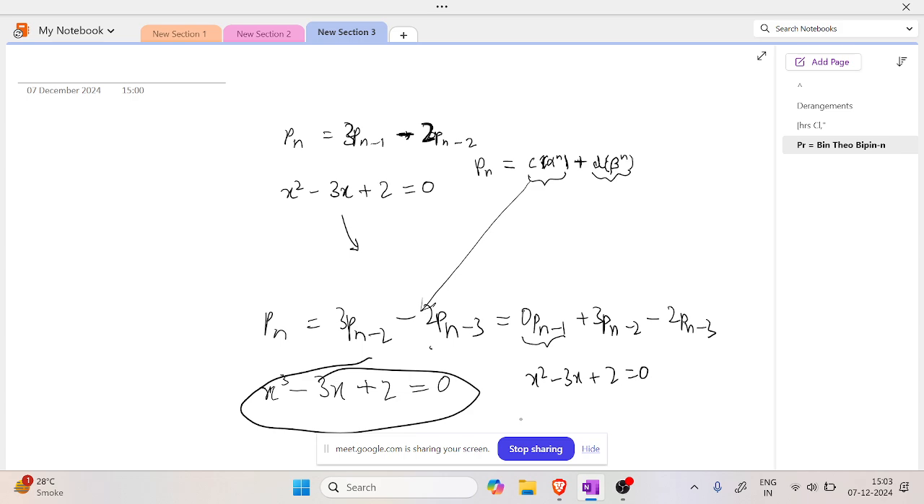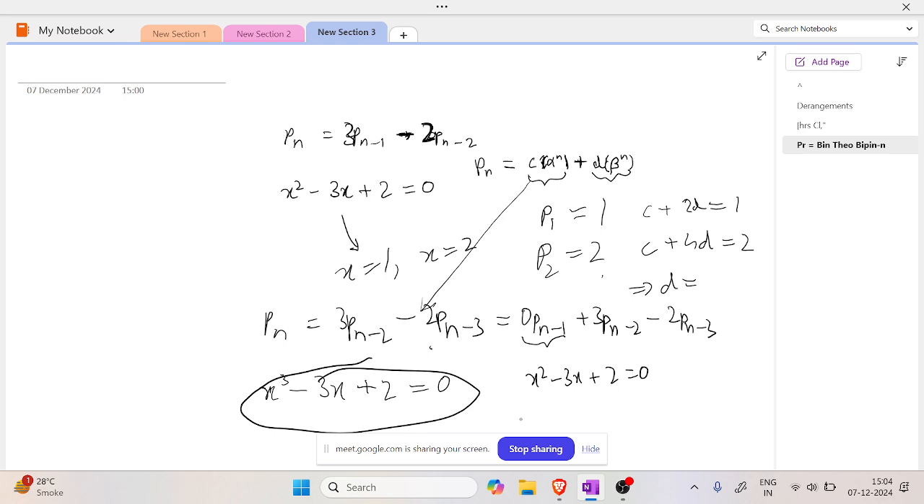So now if you are given some initial conditions such as p1 equals 1 and p2 equals 2, this gives you x equals 1 and x equals 2, and now you can just solve for C and D. This gives you C plus 2D equals 1, and this gives you C plus 4D equals 2, and this gives you D equals 1 by 2.